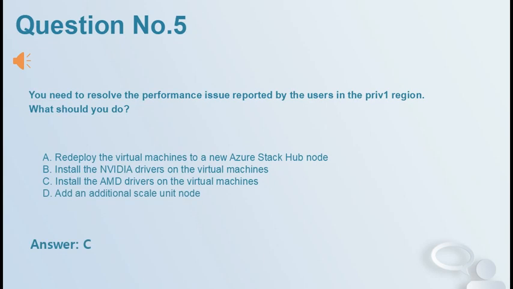You need to resolve the performance issue reported by the users in the Priv1 region. What should you do? A. Redeploy the virtual machines to a new Azure Stack Hub node. B. Install the NVIDIA drivers on the virtual machines. C. Install the AMD drivers on the virtual machines. D. Add an additional scale unit node. Answer: C.